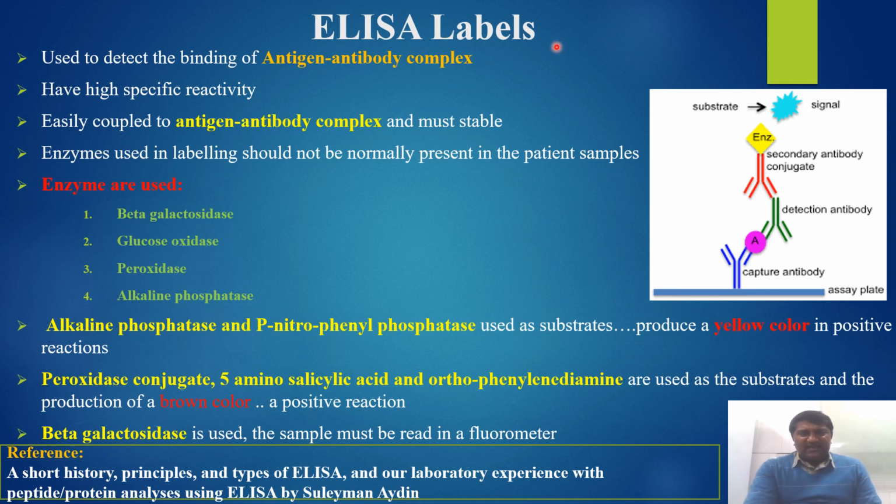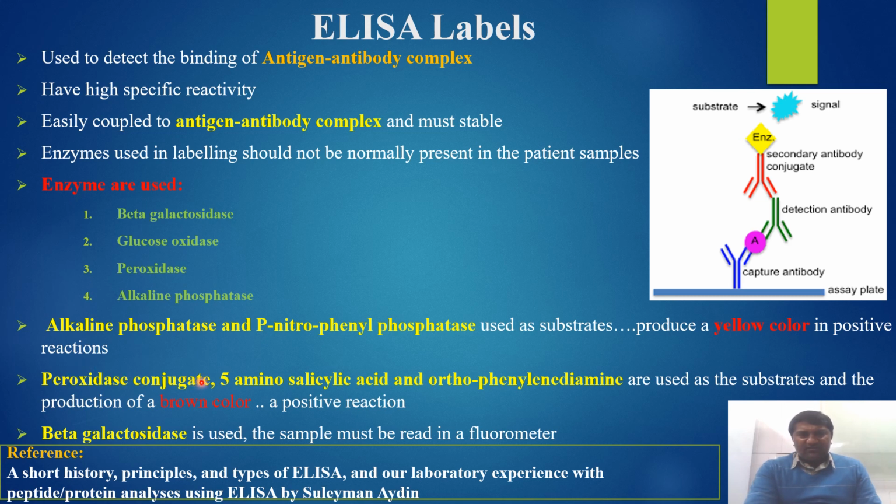The ELISA labels are used to detect the binding of the antigen antibody complex and have high specific reactivity, are easily coupled to the antigen antibody complex, and must be stable, and the enzyme used in labeling should not normally be present in the patient samples. The enzymes mainly used are beta galactosidase, glucose oxidase, peroxidase and alkaline phosphatase. With alkaline phosphatase, p-nitrophenyl phosphate is used as a substrate and produces a yellow color in the positive reaction.